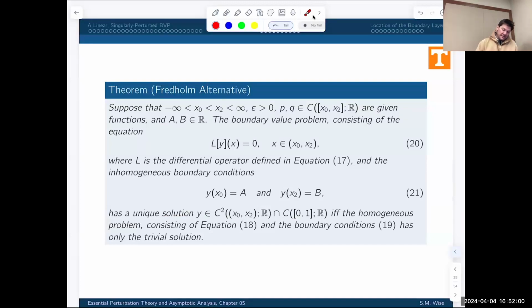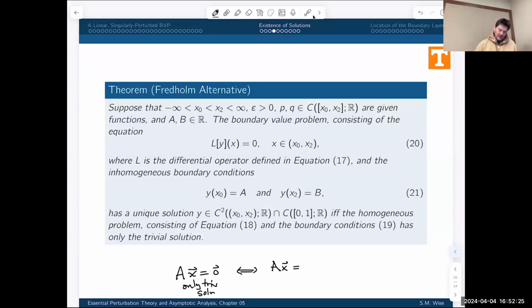Now, that's a little bit like saying the following. It's entirely equivalent in the matrix world to this. Suppose that I know that this problem has only the trivial solution. That implies that this always has a unique solution, no matter what right-hand side I put there, correct? If this has only the trivial solution, if and only if this has a unique solution for every B. We say that like this.